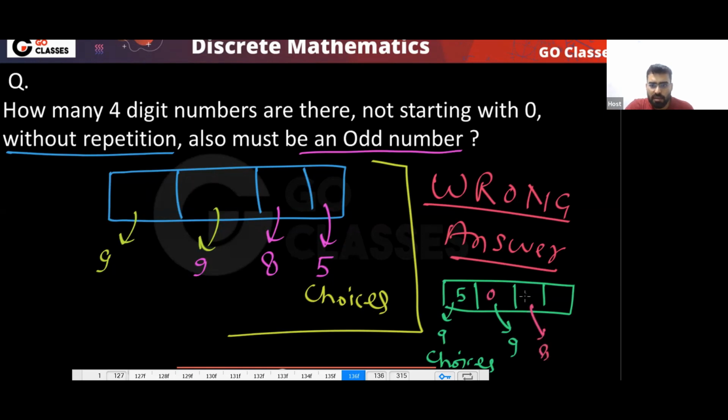8 choices, you are saying. So let me put 3. Now tell me how many choices here. Now only 3, right? So can you notice the mistake? Please tell me the mistake. What is the mistake you are making? This is the mistake, right? This answer is wrong, but did you understand why it is wrong?